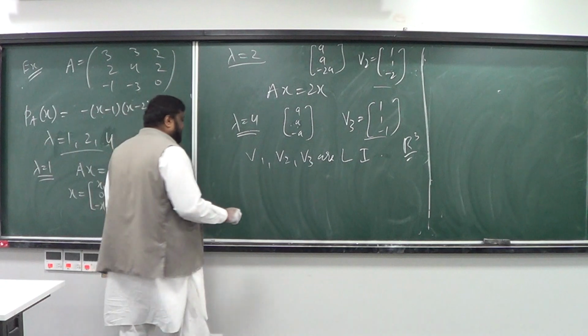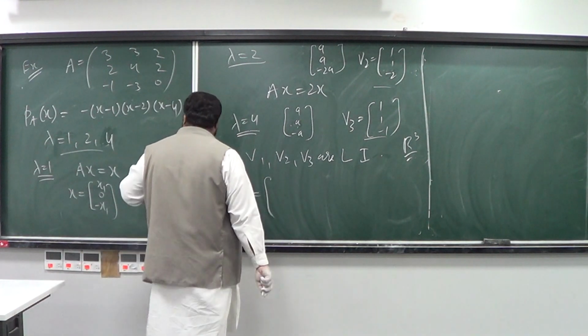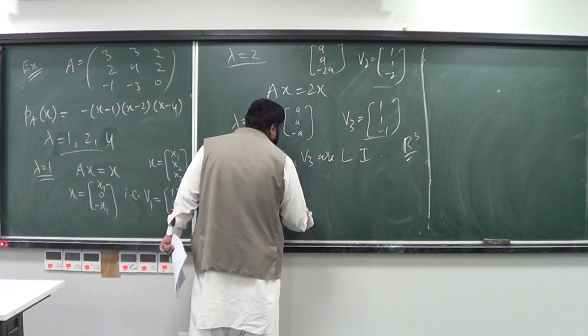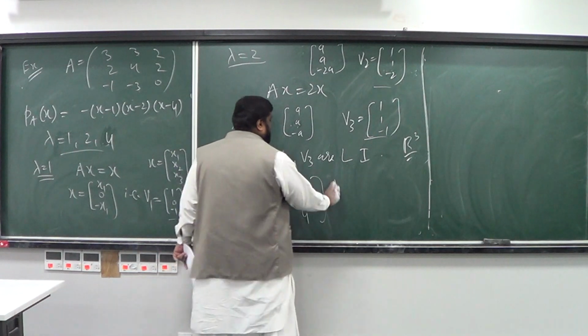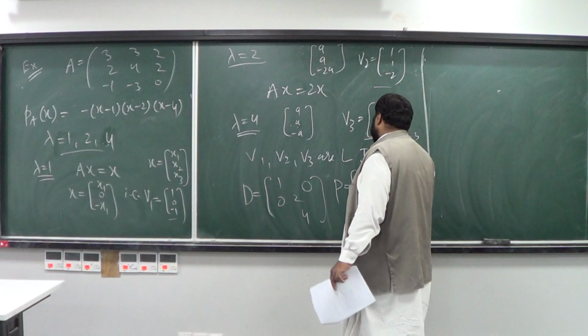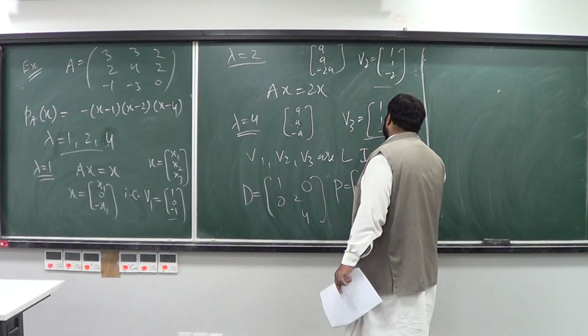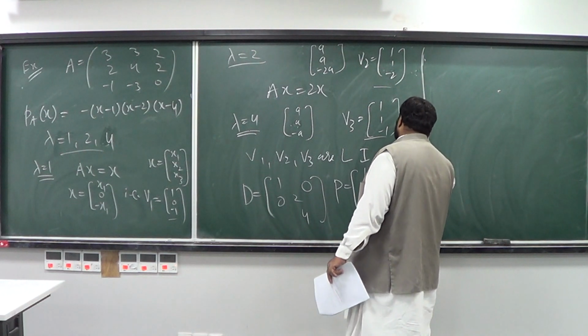And what is the diagonal matrix for this? Okay, just take these eigenvalues and put them in the diagonal entries, with 0 elsewhere. And the matrix P is going to be the matrix comprising the vectors 1, 0, minus 1, 1, 1, negative 2, and 1, 1, negative 1.